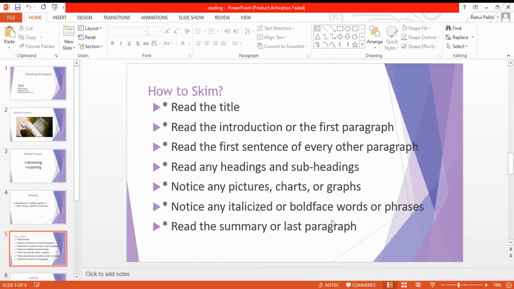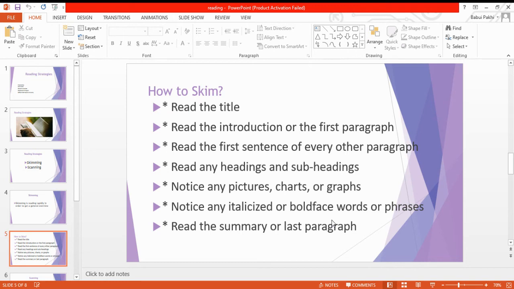Then read the summary or last paragraph. As I said, the very first sentence of every paragraph gives you the idea of that paragraph. Similarly, if you read the last sentence of every paragraph, you may find the summary of that paragraph. Or if you read the last paragraph of a composition, you will find the overall idea of that composition.